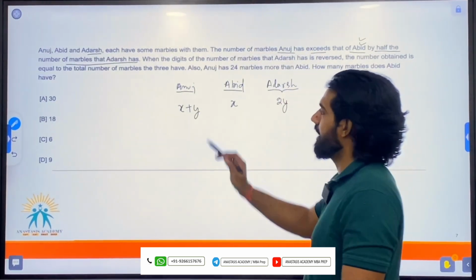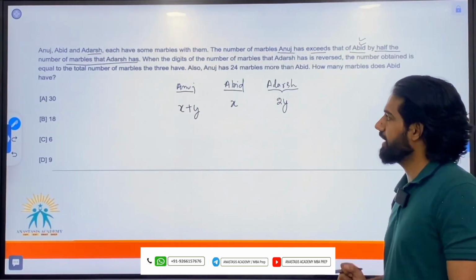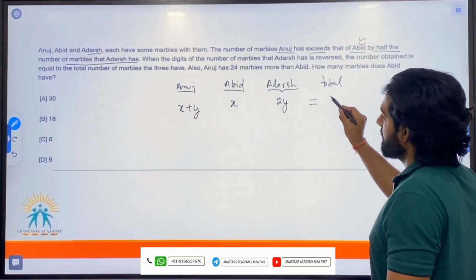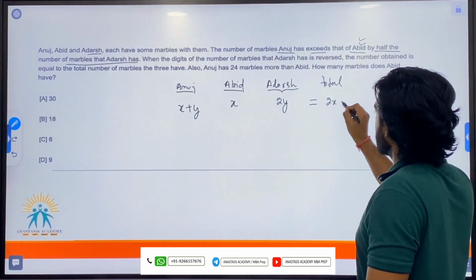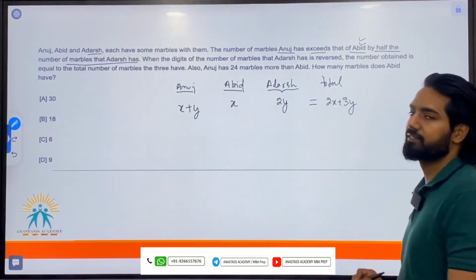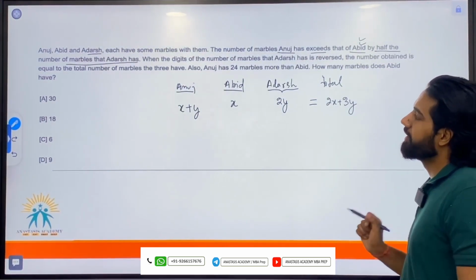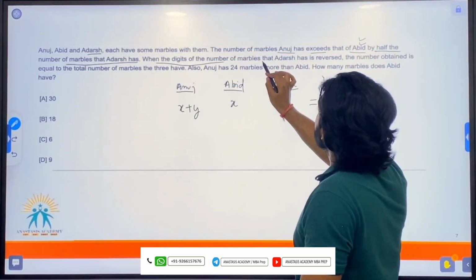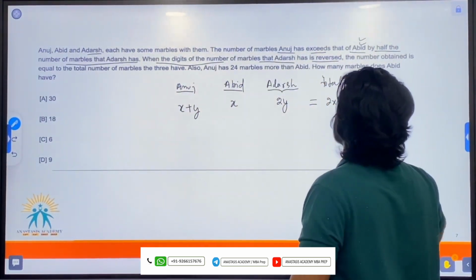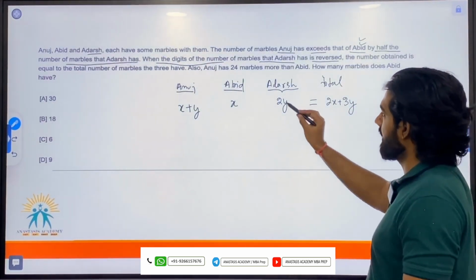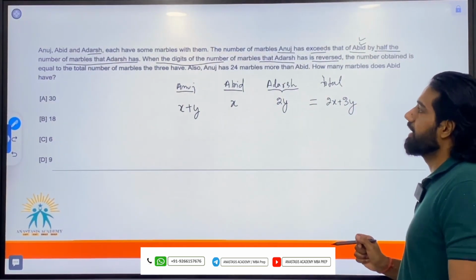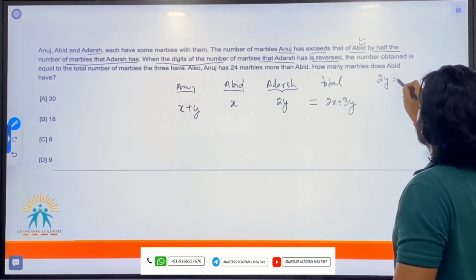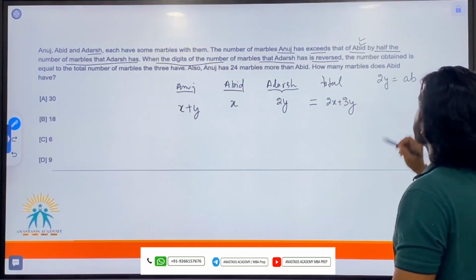So the number of marbles with Anuj would be x plus y, and the total number of marbles with these three would be 2x plus 3y. Now, next, when the digits of the number of marbles that Adarsh has are reversed. Let's say this 2y is equal to AB.